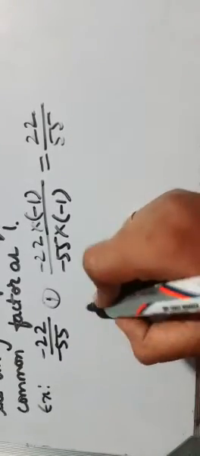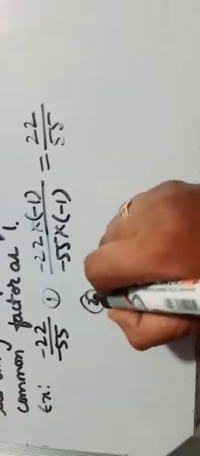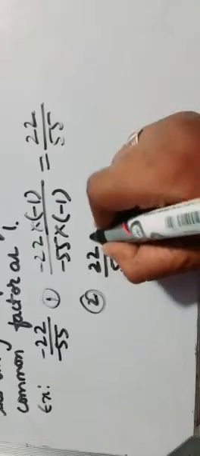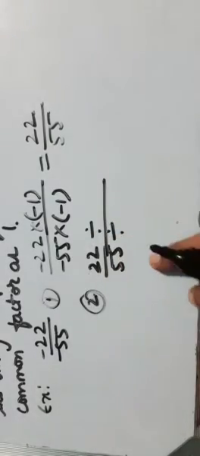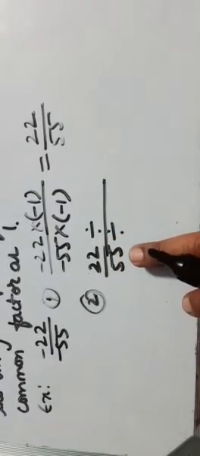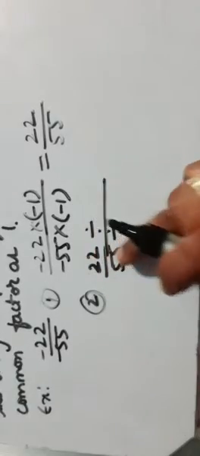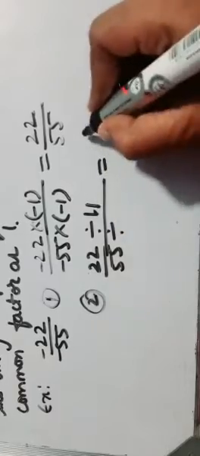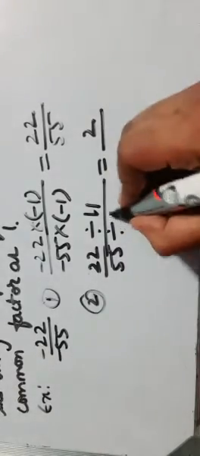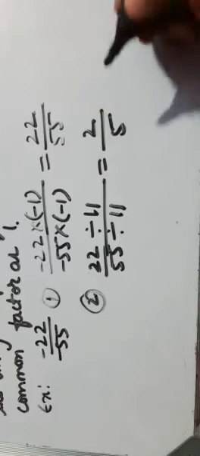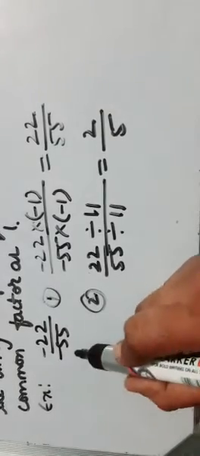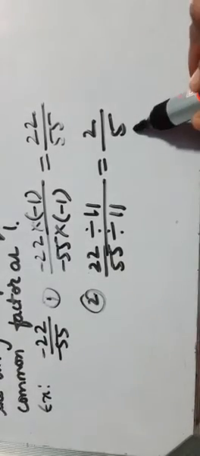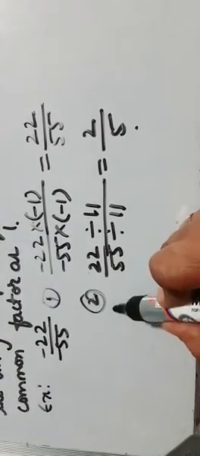In the second step, here 22 by 55, I divide 22 by 55 with the HCF. The number which is common for both 22 and 55 is 11. 11 how many times is 22, children? 11 2s are 22, 11 5s are 55. In this way, we have converted minus 22 by minus 55 into its simplest form in the second step.